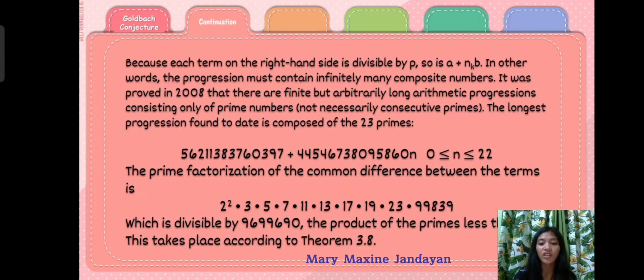The prime factorization of the common difference between the terms is 2 squared times 3 times 5 times 7 times 11 times 13 times 17 times 19 times 23 and times 99839. These are obviously prime numbers, and this is divisible by 9699690, the product of the primes less than 23. This takes place according to Theorem 3.8, which will be discussed by Nicel Salise.